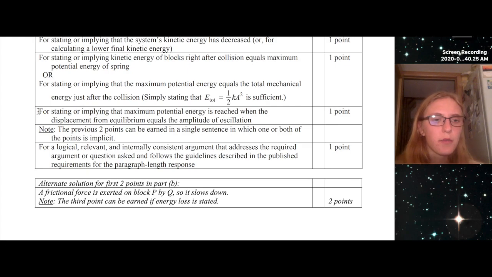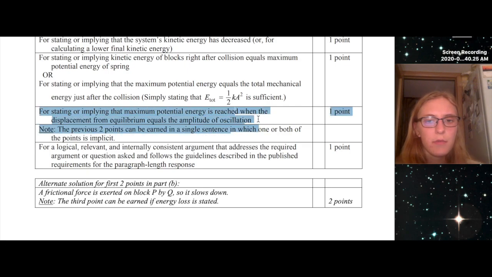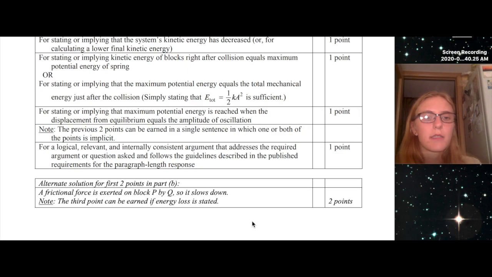Okay, next point, for stating or implying that the maximum potential energy is reached when the displacement from equilibrium equals the amplitude of oscillation. Okay, so they're super energetic about this energy stuff. They know you have the potential to write a good paragraph, and they really just want to know that you know that potential energy is at its max when the spring is at its farthest from equilibrium, or at the amplitude of oscillation.